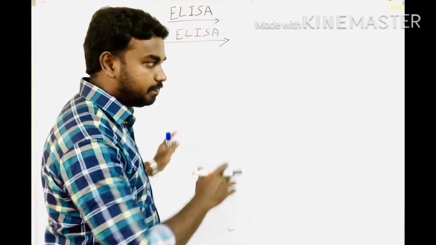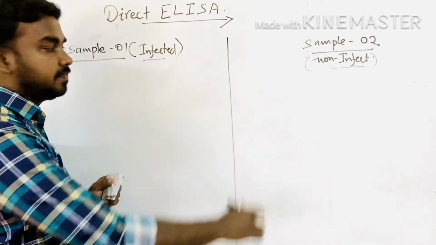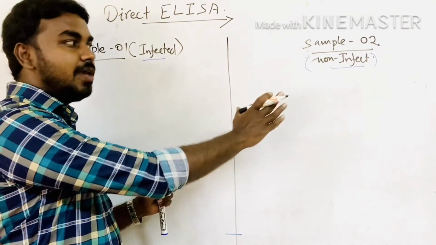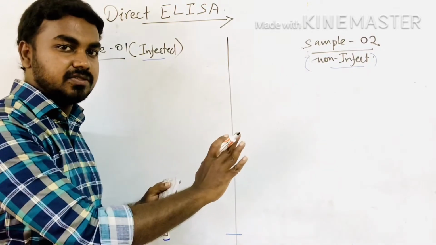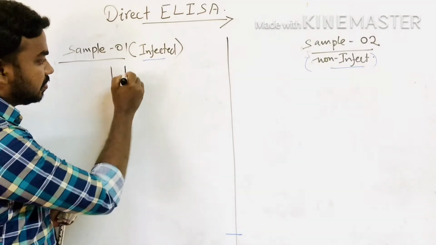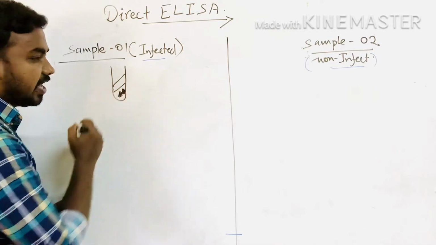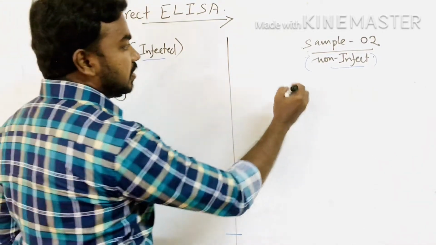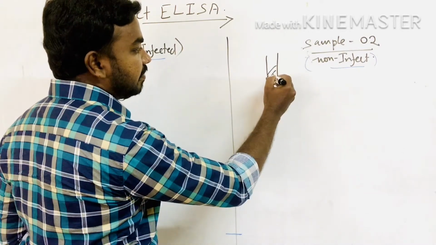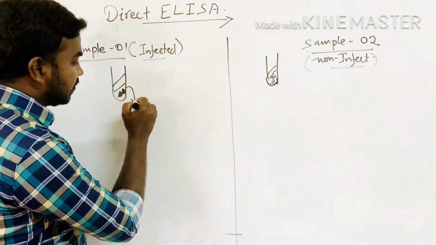Okay, now I'm going to draw. Now here I have divided two columns. One is the infected sample, one is non-infected. Maybe it can be infected with any other virus, so it produces different antibodies. So here I'm taking the sample which is infected. We have the antibodies and antigens. Here I take the one which doesn't have any particular antigens.